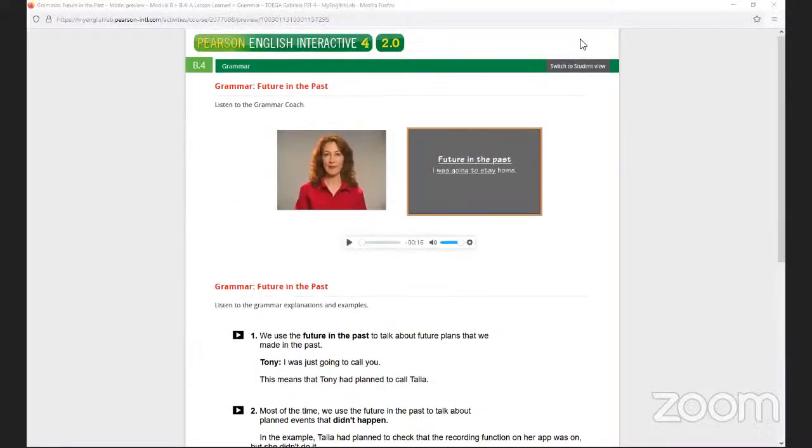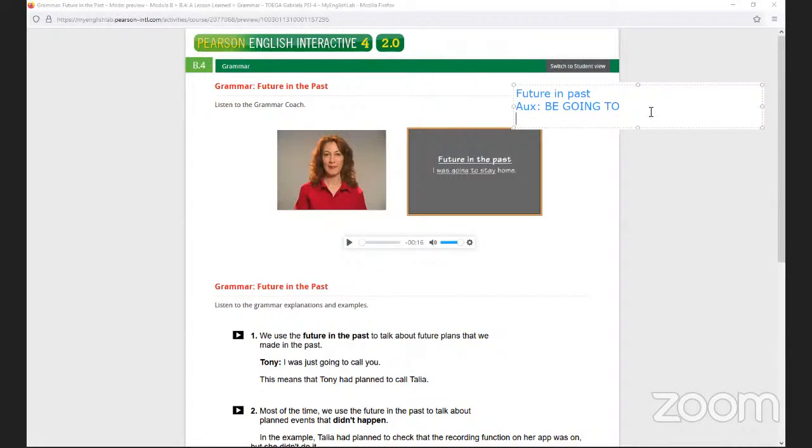Today, we're going to start with future, but in past. This grammar is not difficult. It is kind of rare because it is future but in past, right? So how do we use this future in past? We're going to use only one auxiliary. The auxiliary is going to be about future, be going to.